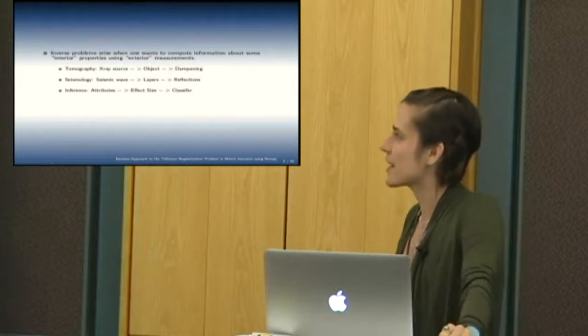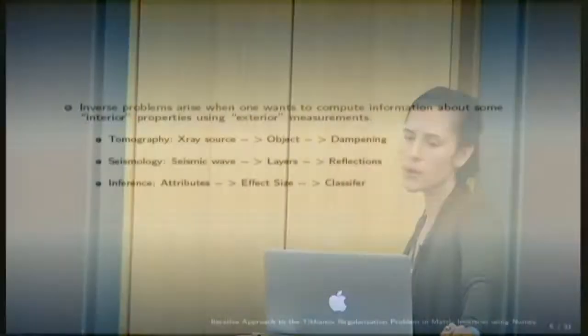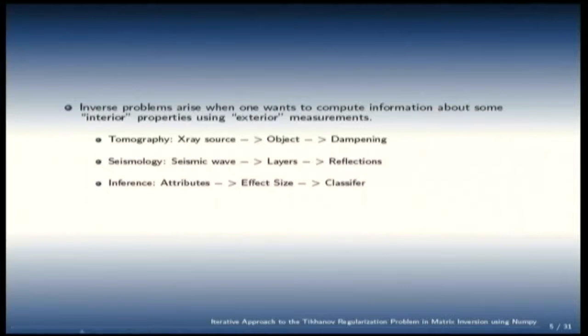What I'm talking about today is inverse problems. An inverse problem is anytime you want to compute information about some interior property using exterior measurements. So that's what a regression is, right? You have an X matrix, usually, y equals beta times x plus some error term, and eventually to solve for beta, you're going to need to invert that x. So x tells you something, it's an exterior measurement, and beta is going to be your interior explanation.